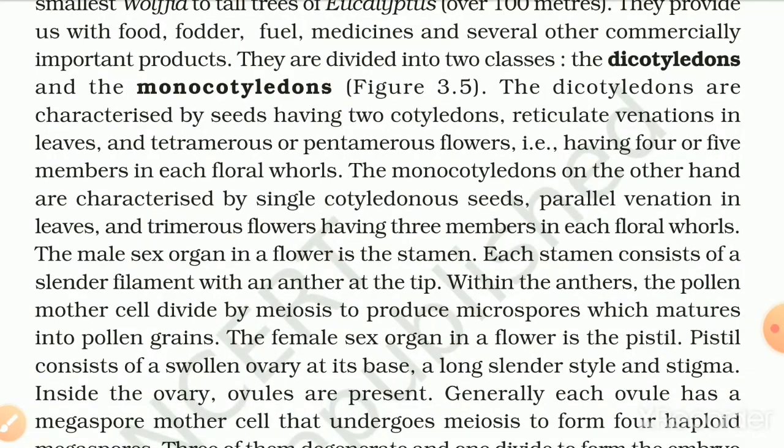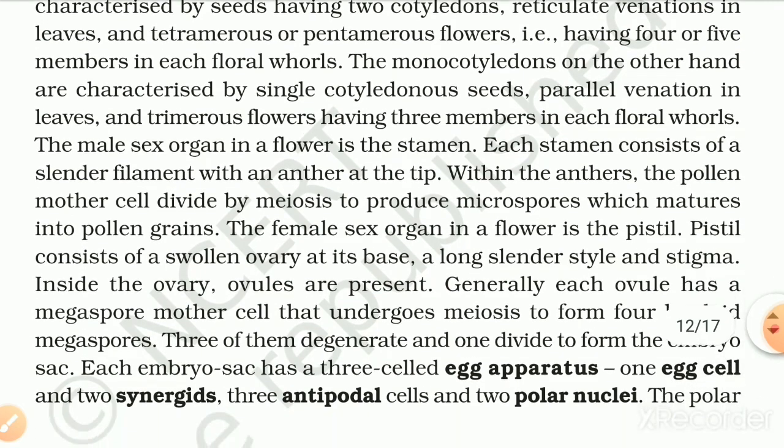Figure 3.5. The dicotyledons are characterized by seeds having two cotyledons, reticulate venation in leaves, and tetramerous or pentamerous flowers, that is, having 4 or 5 members in each floral whorl. The monocotyledons, on the other hand, are characterized by the single-cotyledonous seed, parallel venation in leaves, and trimerous flowers, having 3 members in each floral whorl.